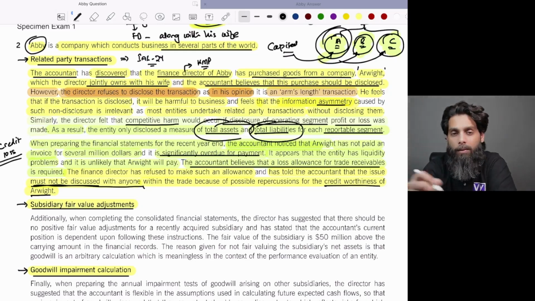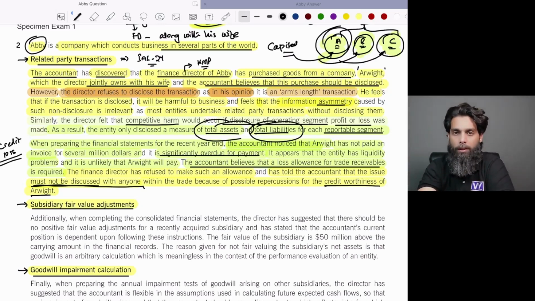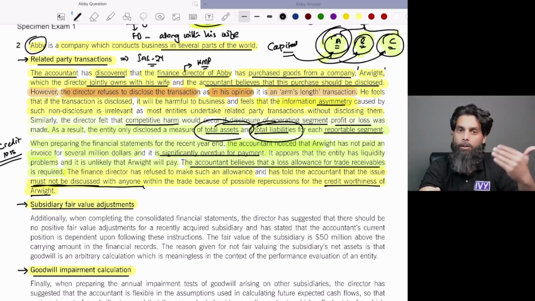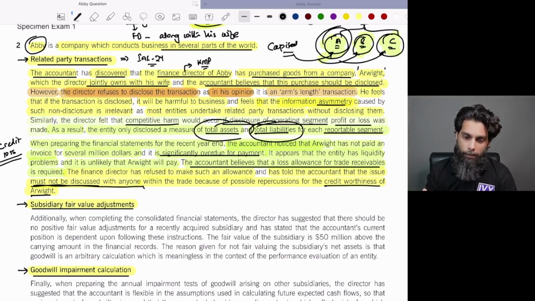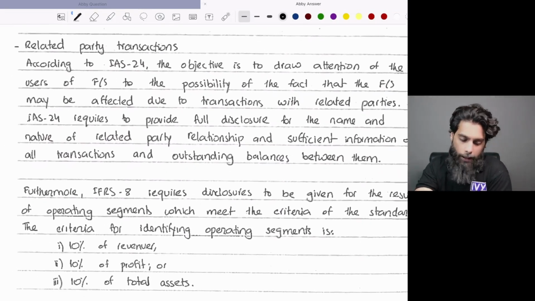So let us go towards an answer which I have already constructed for you. And let us discuss the accounting implications first. As I said, always try to answer in a manner in which you discuss the accounting implications in one go for each of the headings provided by the examiner. And by the end, you can discuss all the ethical implications in totality and then give the conclusion and remedy. So let's go through an already written answer. These notes will be provided to you, so don't worry about them.